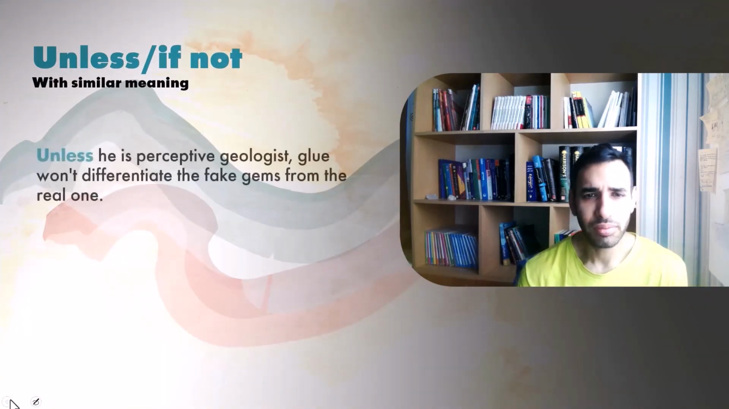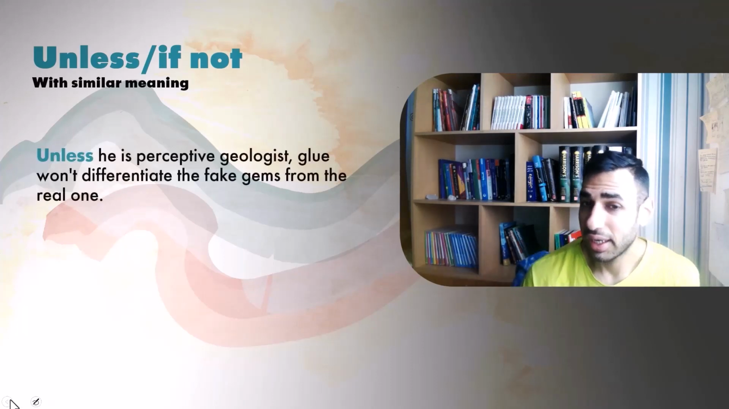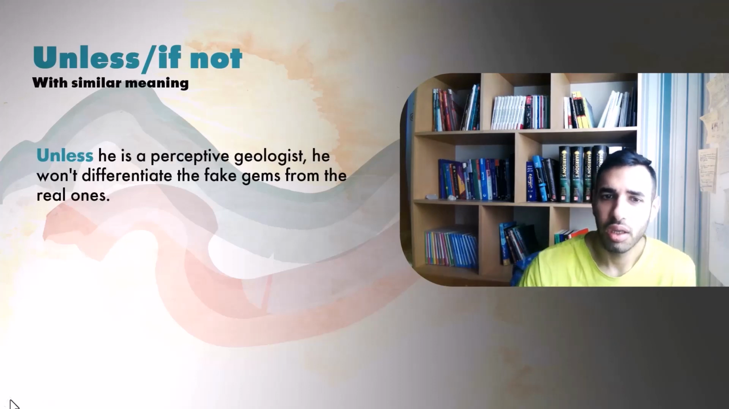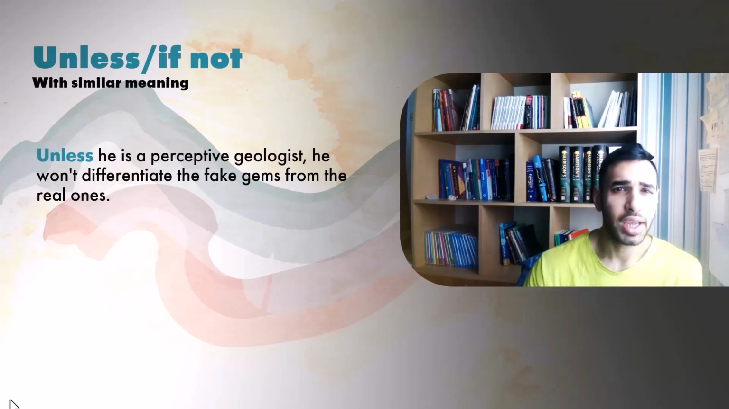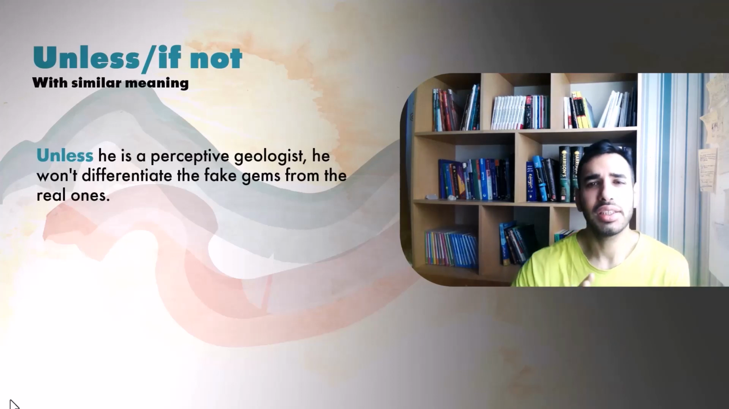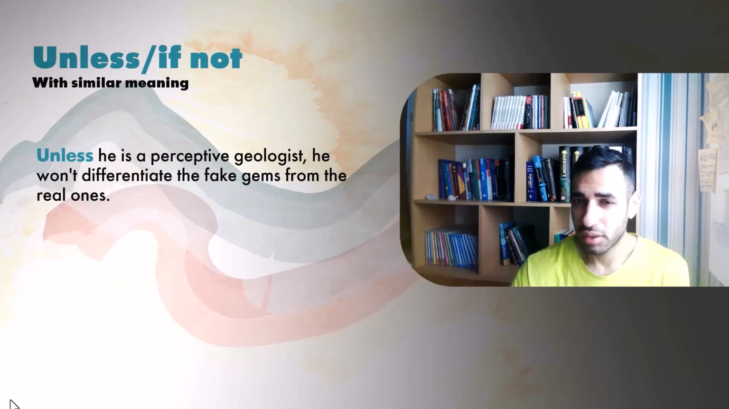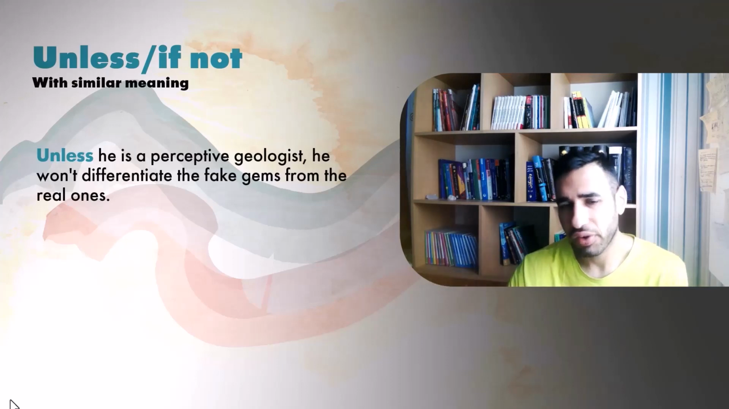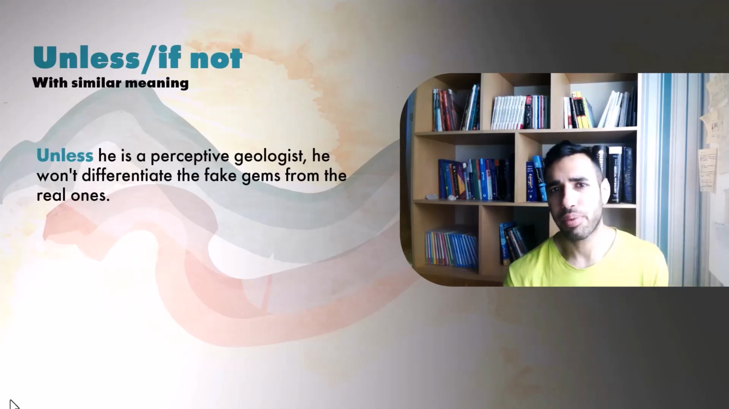More examples. Unless he is a perspective geologist. He is a perspective geologist. Unless he is a perspective geologist, he won't differentiate the fake gems from the real ones. If he is not a perspective geologist, if not, he won't differentiate. Differentiate means to distinguish the fake gems and the real ones. Gem, a precious stone.